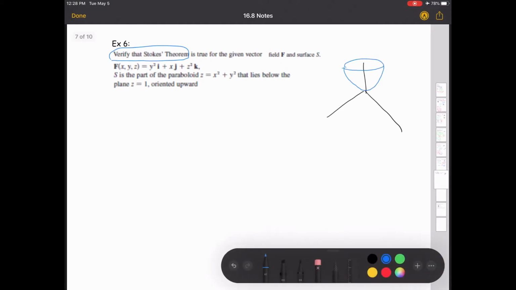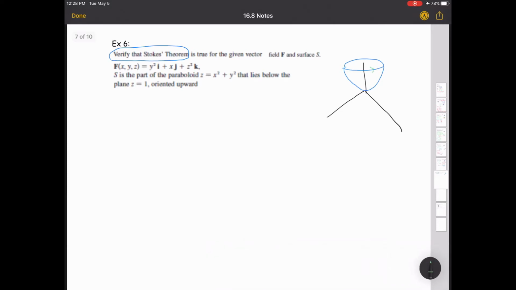And it does say that it is oriented upward. So that means as you're looking down on this thing, it's got to be counterclockwise rotation around C, which goes like that. Alright, so it doesn't really matter which one. I'm going to choose to do the line integral first. You could do the other one first. It doesn't really matter. So let's go ahead and compute our line integral over C of F dot dr.